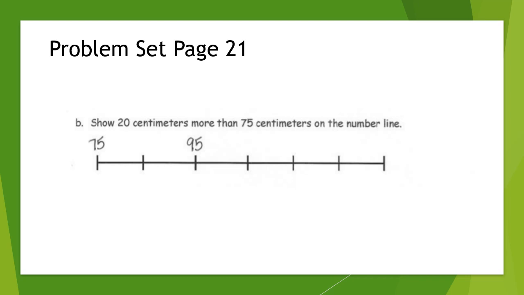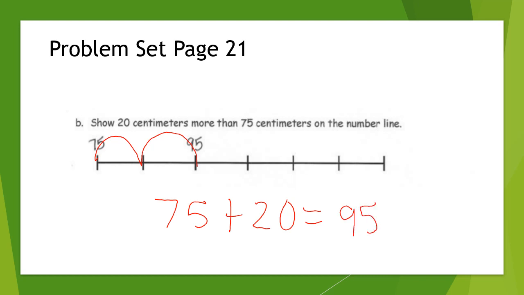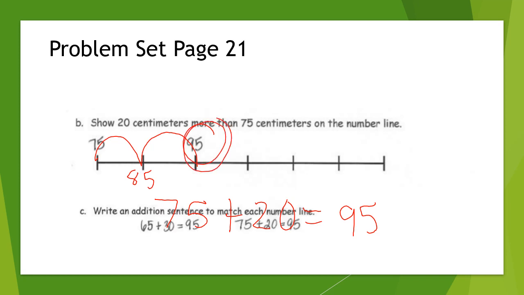Part B, show 20 centimeters more than 75, counting by tens. 10, 20, and stop. This is 75 plus 20 equals 95, because 75, 85, and 95. And those are the addition sentences again for A and B.